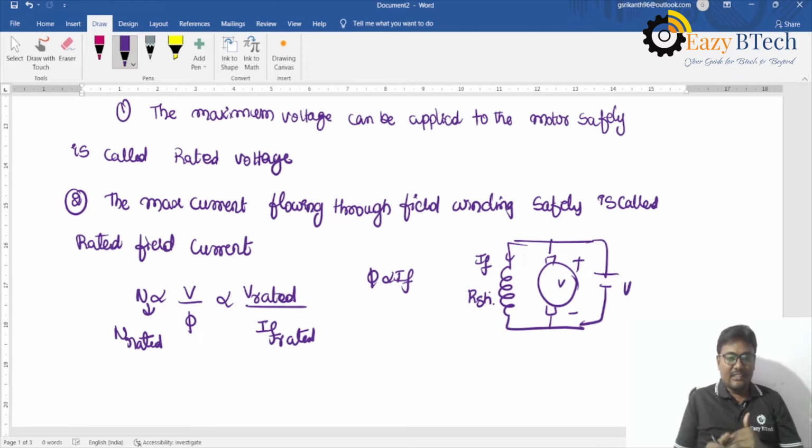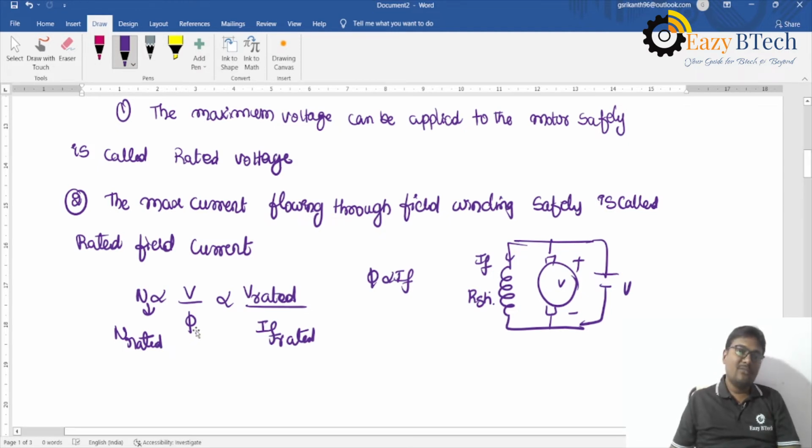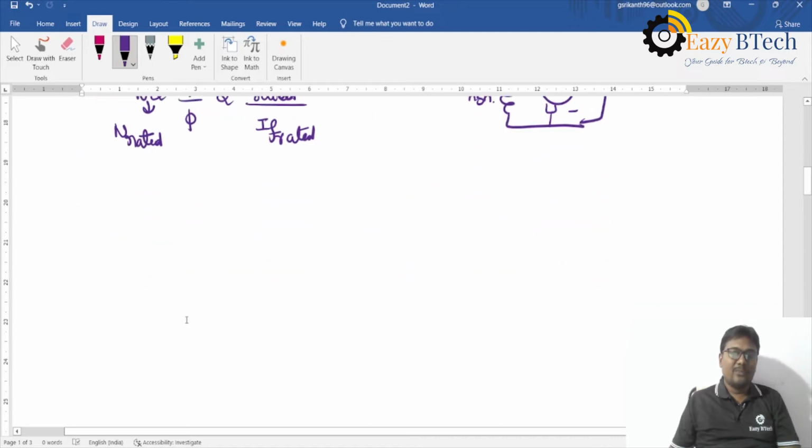So what is the rated voltage? It means the maximum voltage which we can apply to the armature or motor safely. The maximum current flowing through the field winding safely is called the rated field current. If these two are rated, then the speed is also rated.